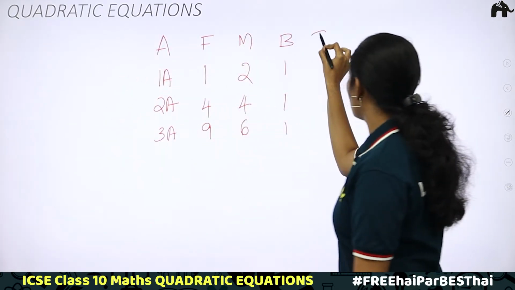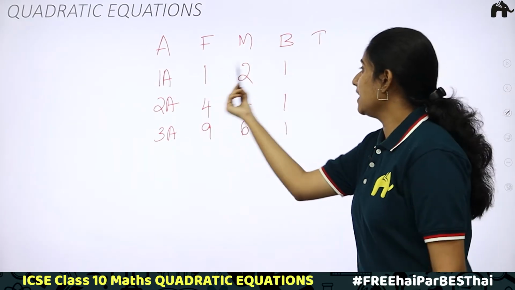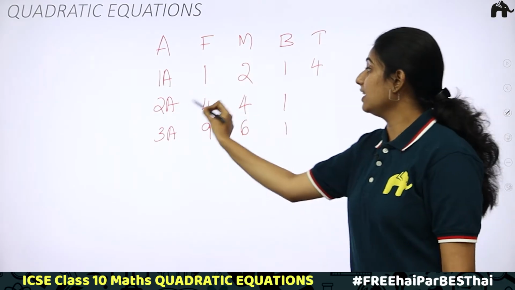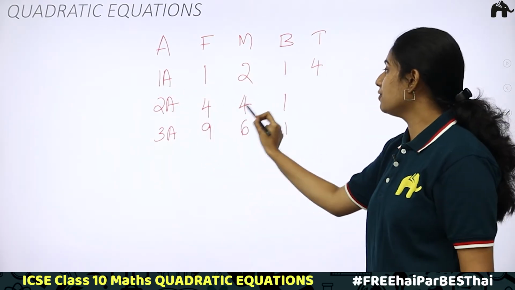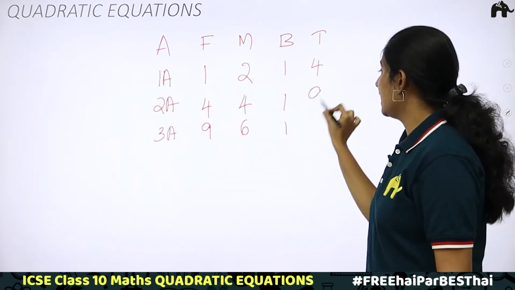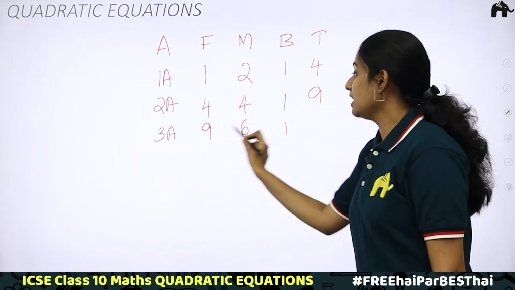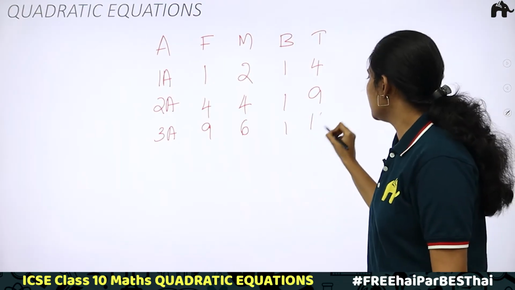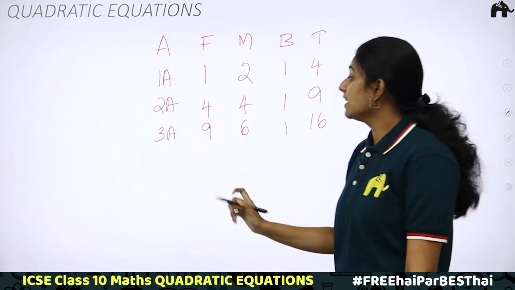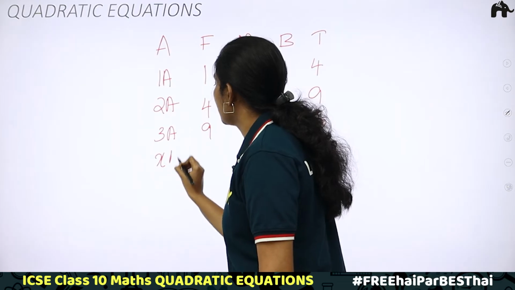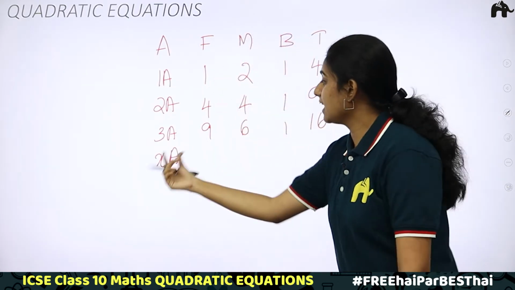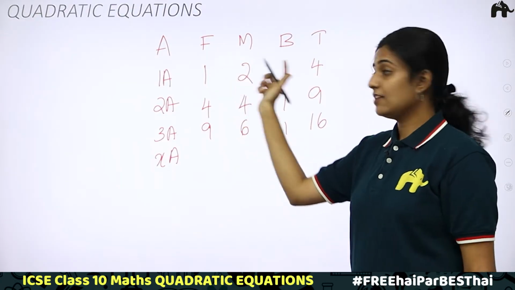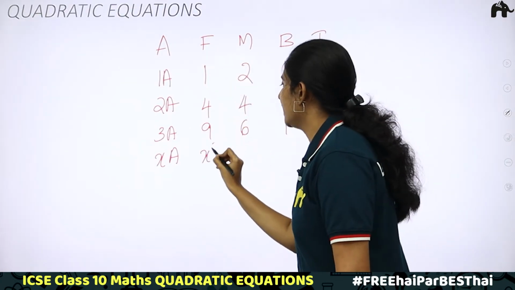So, in the first case, what is the total number of chocolates? 1 plus 2 plus 1, that is 4. In the second case, if he gets 2 A grades, 4 plus 4 plus 1, that is 9. And if he gets 3 A grades, 9 plus 6 plus 1, that is equal to 16. If we take the number of A grades he gets as x, if he gets x A grades, then what is the number of chocolates that father gives? We can represent it as x square.